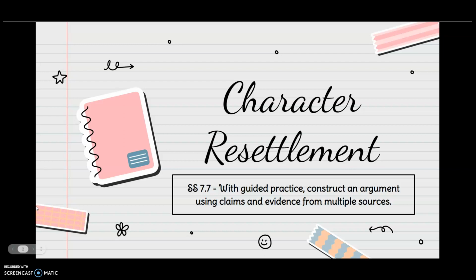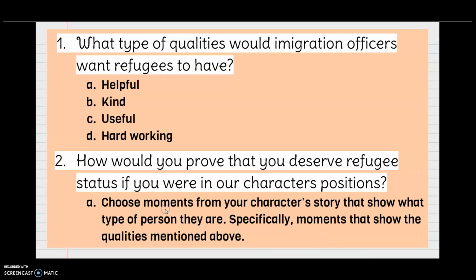So you guys are going to be doing an assessment to finish up Refugee based on character resettlement. For this assessment, you are going to be graded over 7.7, which is with guided practice, construct an argument using claims and evidence from multiple sources. Basically, you're coming up with a claim and finding evidence from the book to back up that claim.